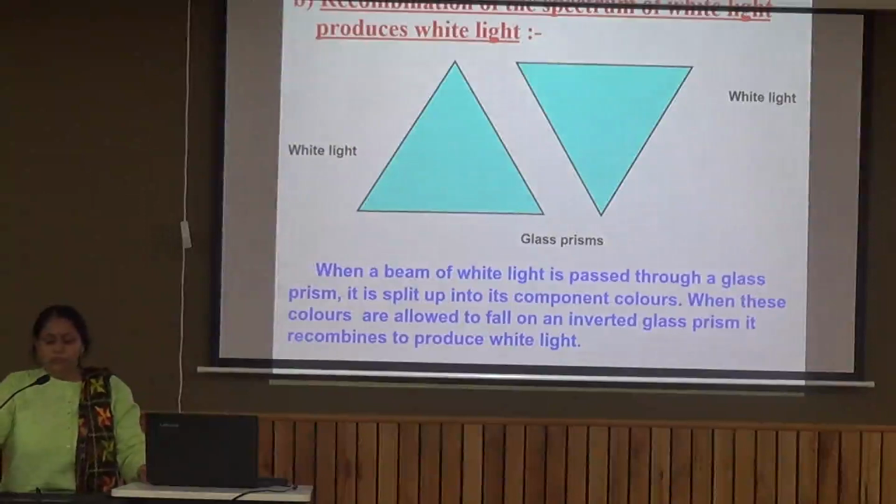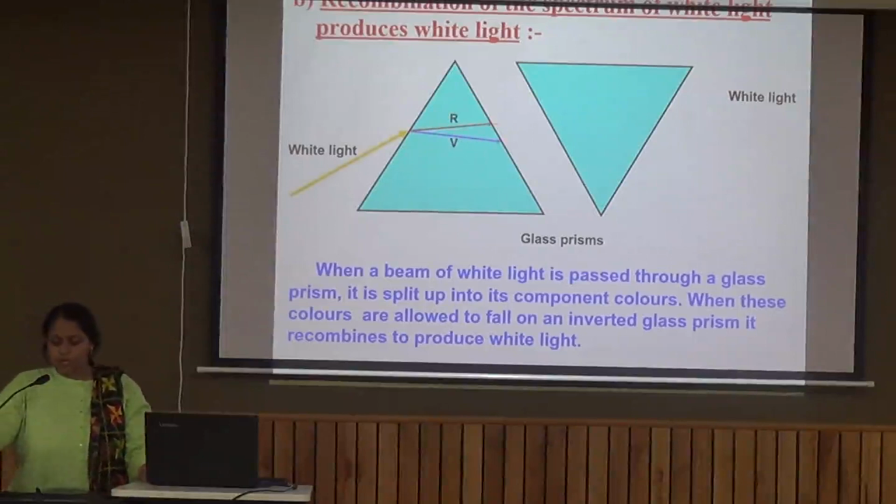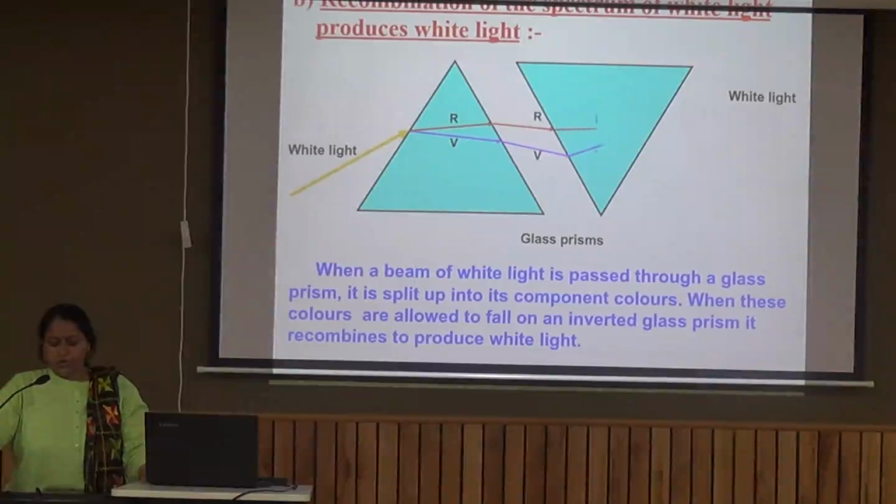What happens if we recombine the spectrum of white light formed by the first prism? So when a beam of white light, see the figure, passes through a prism, it gets split into its component colors, and when these colors are allowed to fall on an inverted glass prism, it recombines to produce the white light again.